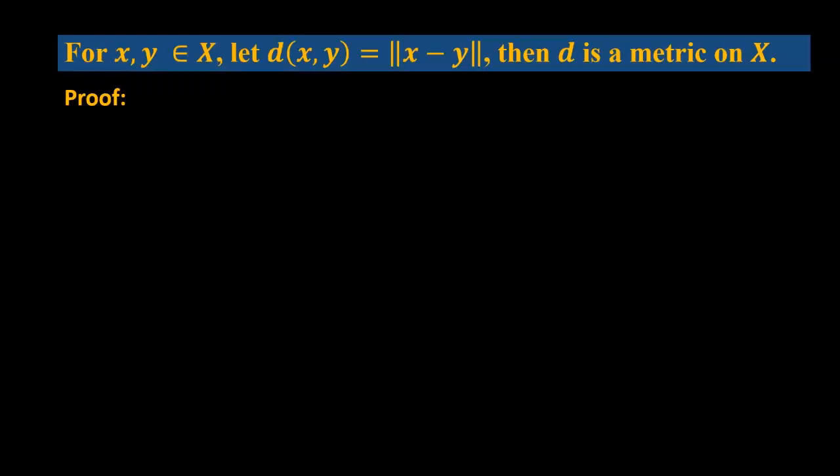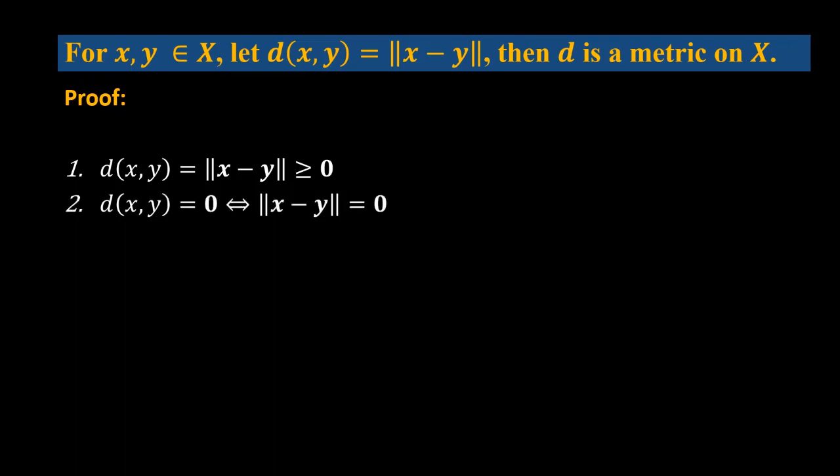Now if we introduce d(x,y) as the norm of x minus y, where x and y are any arbitrary elements of X, then we can easily see that d(x,y) satisfies all the properties of a metric. That is, d(x,y) is always greater than or equal to 0, because we have defined d(x,y) equal to norm of x minus y, which is non-negative. And the second condition, if d(x,y) equal to 0, that means norm of x minus y equal to 0.